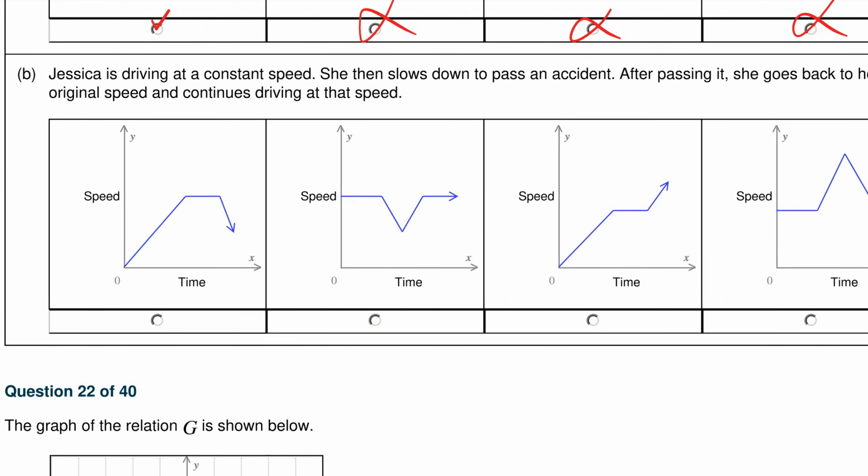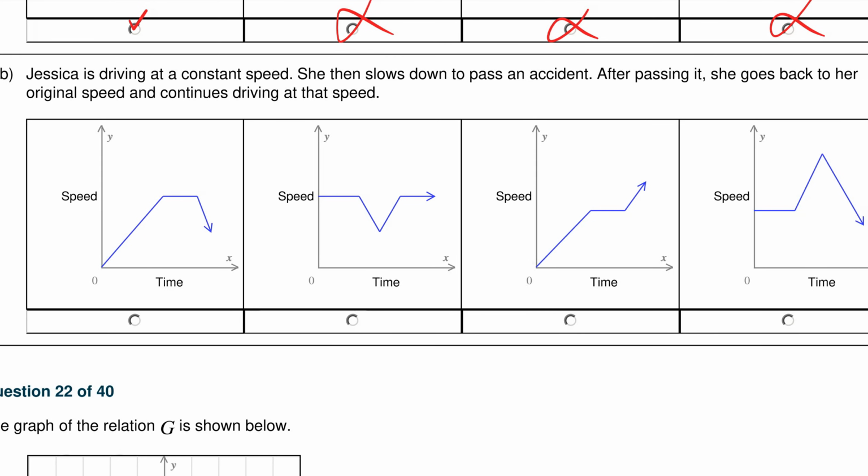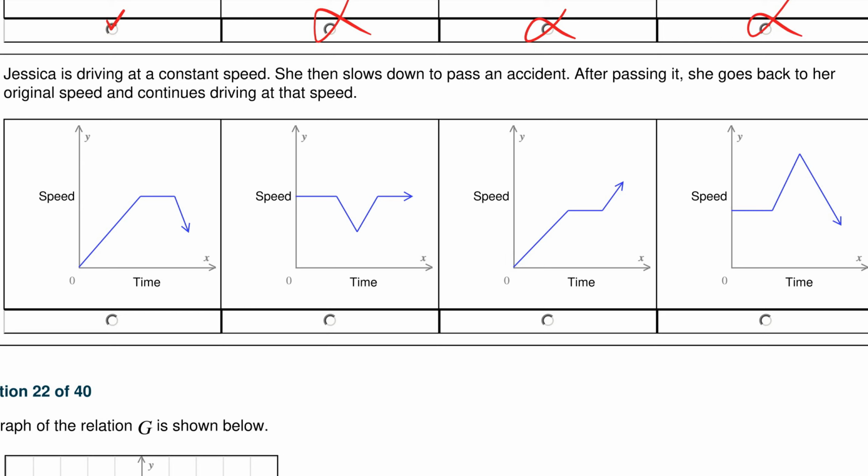Okay, we're gonna go to part B. Jessica is driving at a constant speed. She then slowed down to pass an accident. Keep in mind, she just slowed down. It's not stopping. It's not a traffic jam. After passing it, she goes back to her original speed and continues driving at that speed. Okay, so the speed is unchanged. She just slows down and then goes faster.